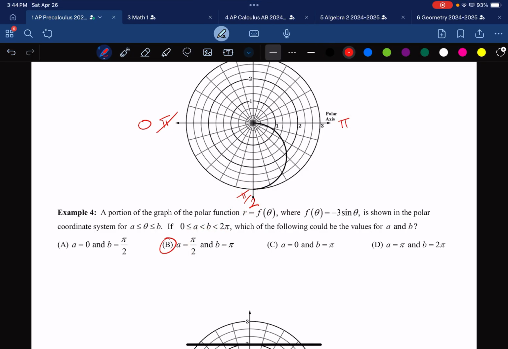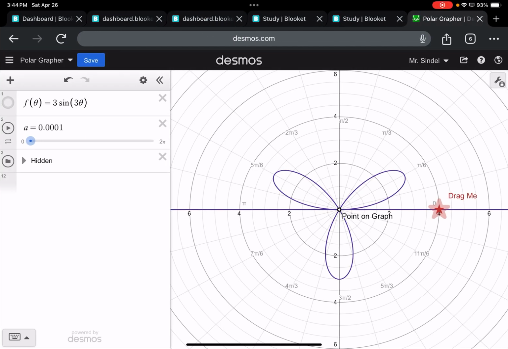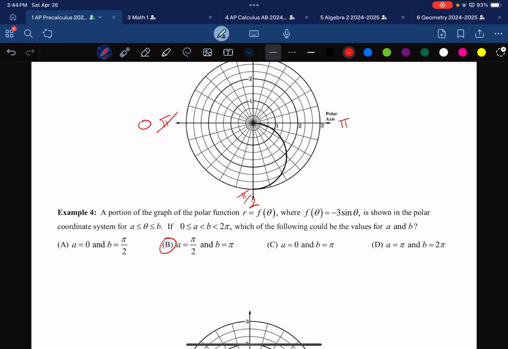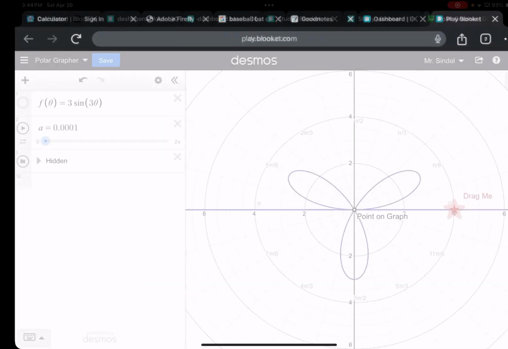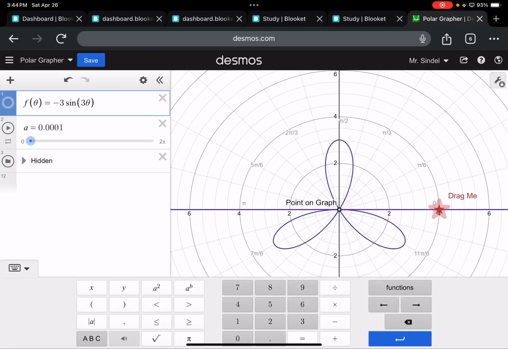And here's how I'm going to check my work. I'm going to use my calculator. So this function, I've already forgotten what the function is. The function is -3 sine of theta. So I'm going to put in -3 sine of theta. And okay, yeah, that makes sense.